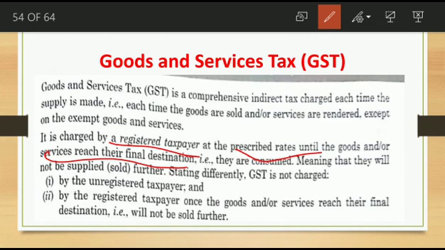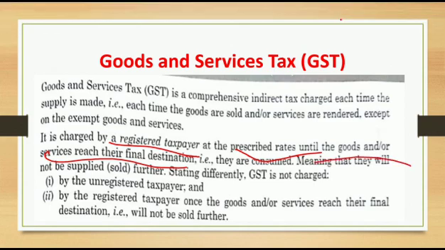That means the goods will not be supplied or sold further. Stating this differently, GST is not charged by an unregistered taxpayer. For a registered taxpayer, once the goods or services reach their final destination and will not be sold further, then also tax is not charged. So GST is not charged by an unregistered taxpayer, and in the registered taxpayer case, once the goods and services reach their final destination and will not be sold further, it is also not charged.